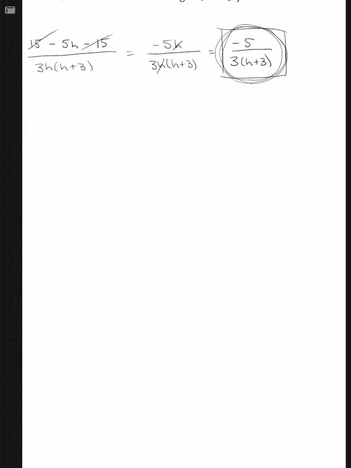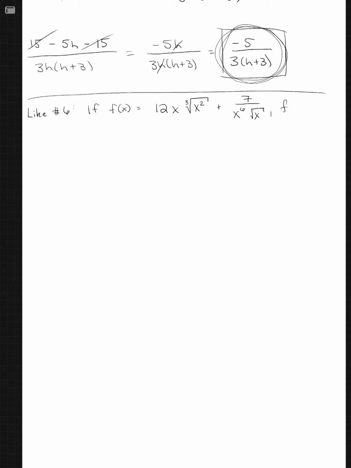Okay, so next up is someone asked to do number 6. And that said, if f of x was something along these lines, then find f prime of x.